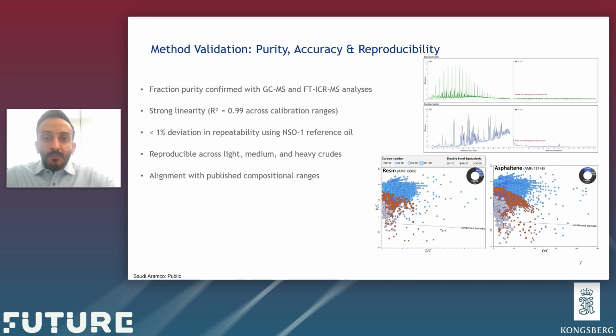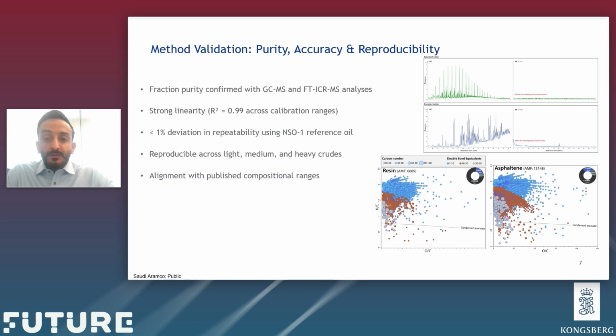Now, moving to method validation. After we developed this micro HPLC system, we wanted to make sure that there is no cross-contamination between the fractions. A critical part of developing this method was verifying that each fraction is pure and correctly assigned. We validated purity using GCMS and FTICRMS.